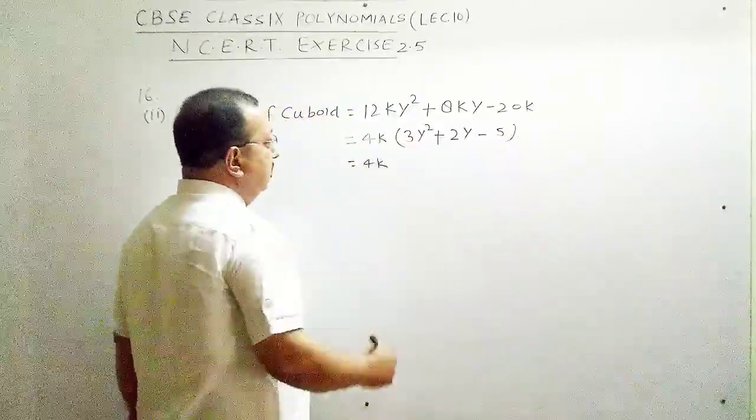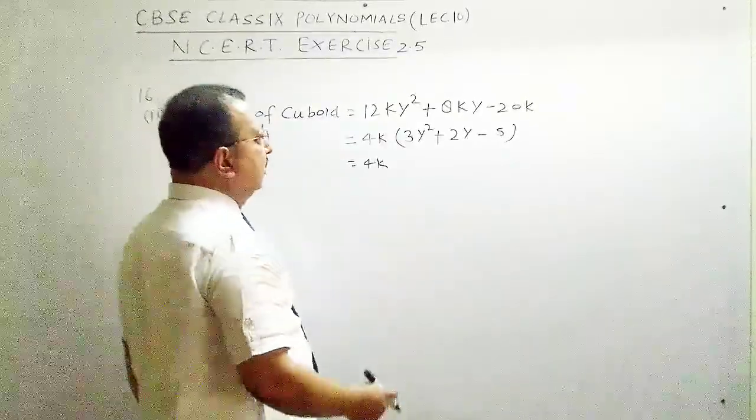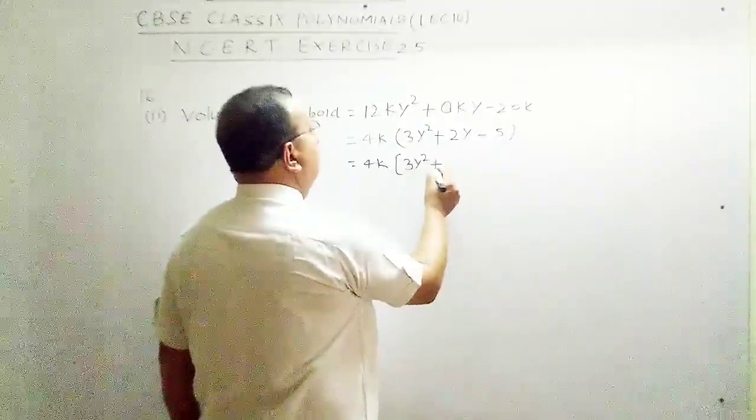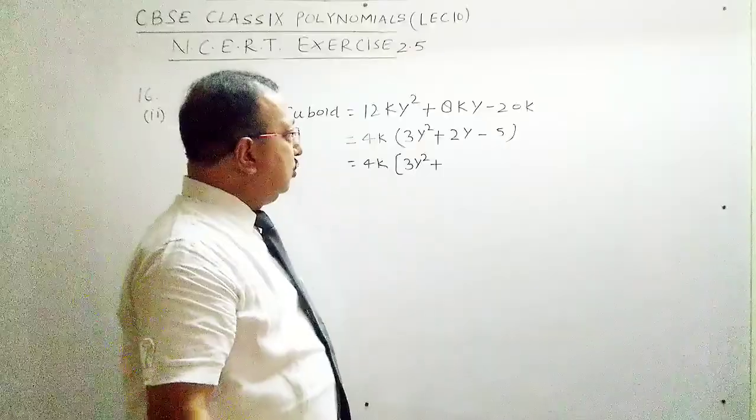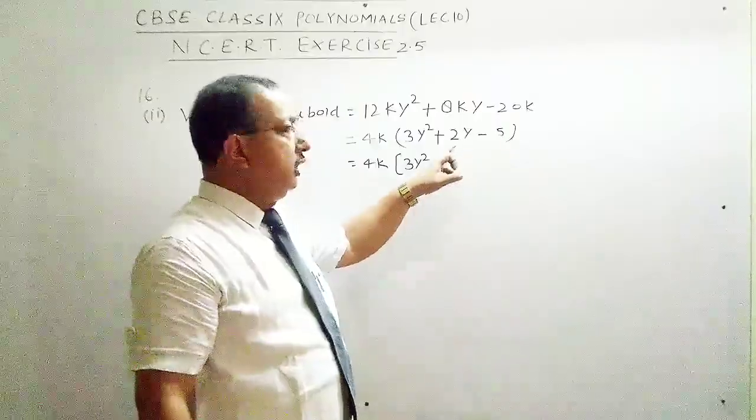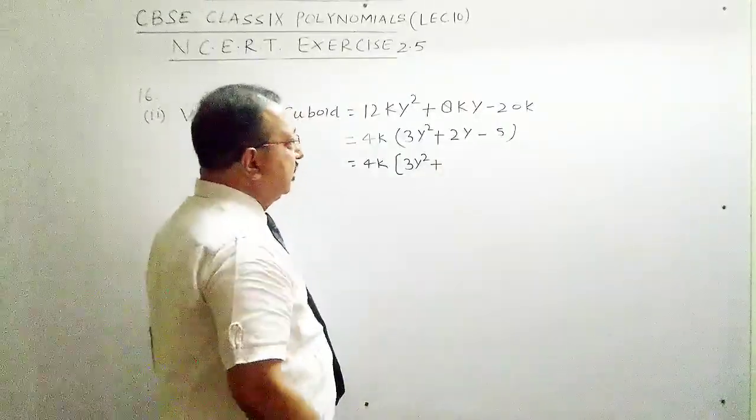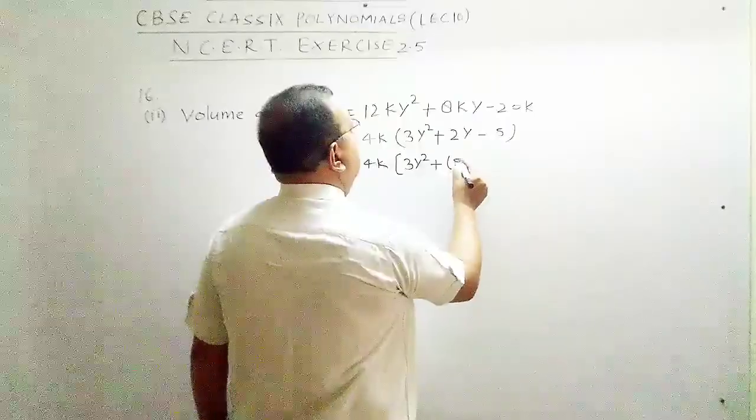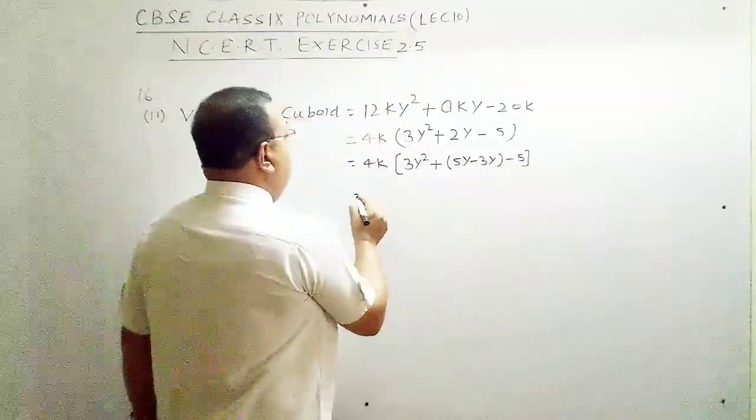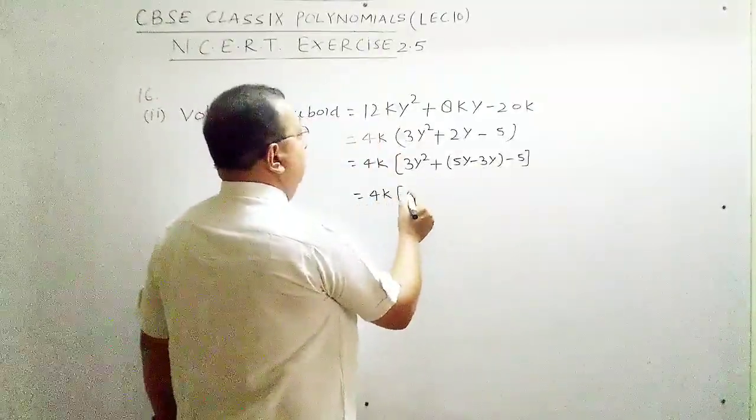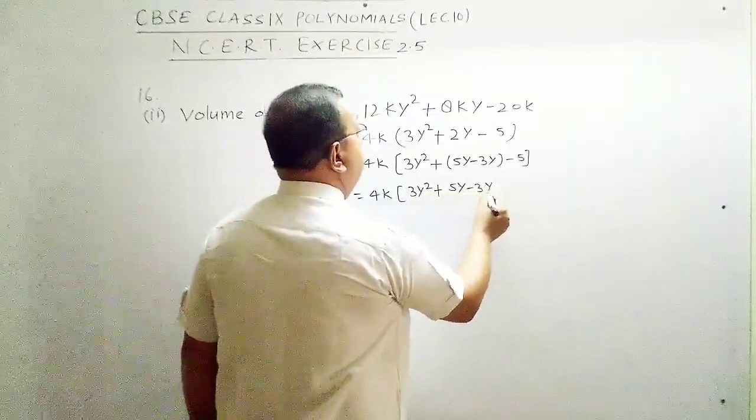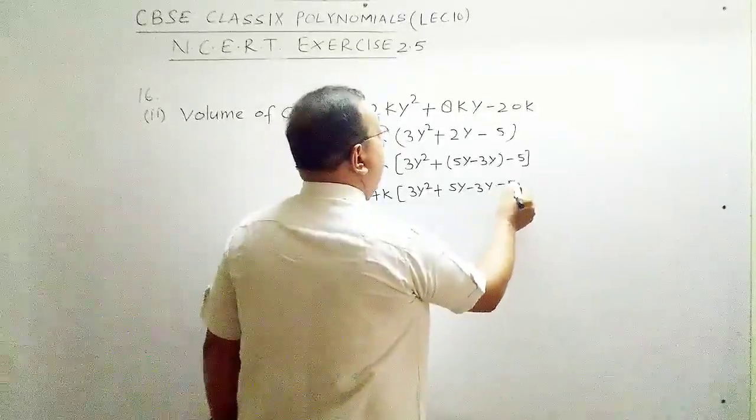Now we have 3y square plus 2y minus 5, and this can be factorized by splitting the middle term. So we need two numbers such that the product is 3 5 is 15, and by subtraction we should get 2. Such two numbers are 5 and 3, and 2y can be written as 5y minus 3y. Now minus 5. 4k, 3y square plus 5y minus 3y minus 5.